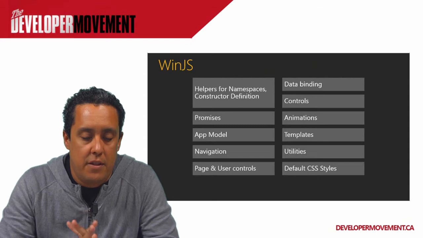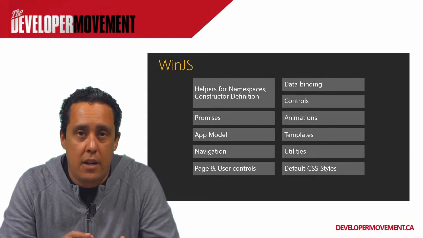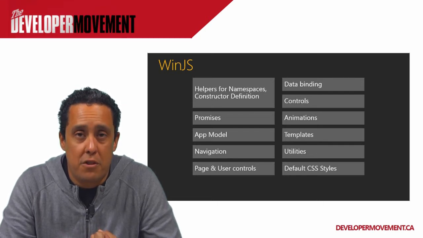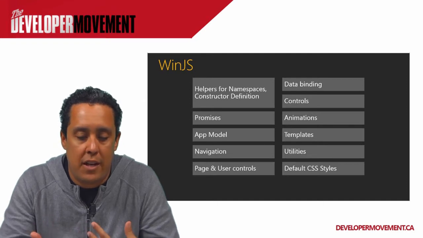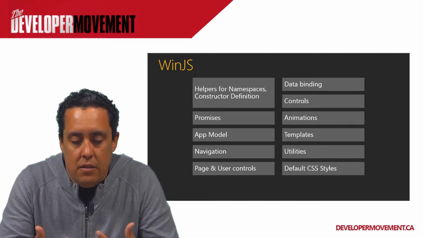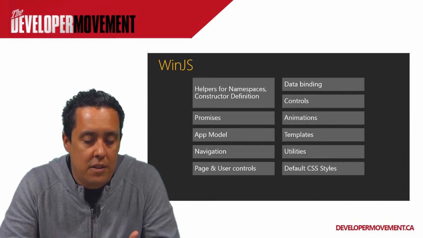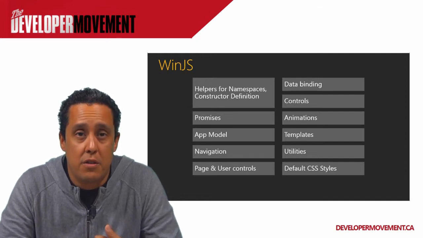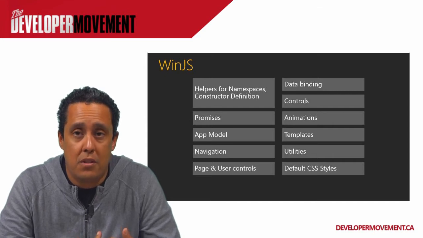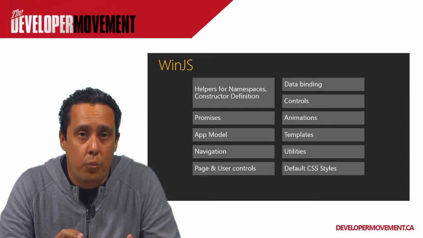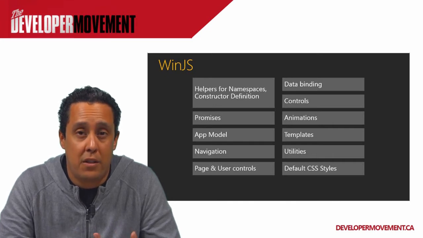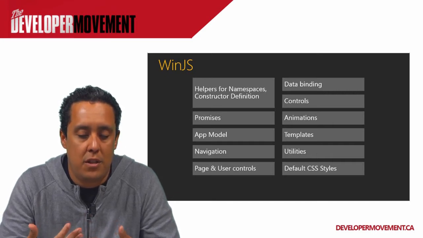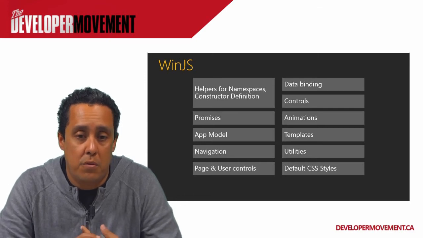So what's available in WinJS? Some of the key things are the helpers for namespaces and class definitions. You want to use those to help organize your JavaScript into classes, and then your class could have methods and properties. It's a simulation of classes, but you do want to use those. It helps you organize. Promises and async operations, you want to get familiar with those. Anything over 50 milliseconds in the Windows runtime will return a promise. For example, file operations, a message dialog, or even XML HTTP requests will return a WinJS promise.